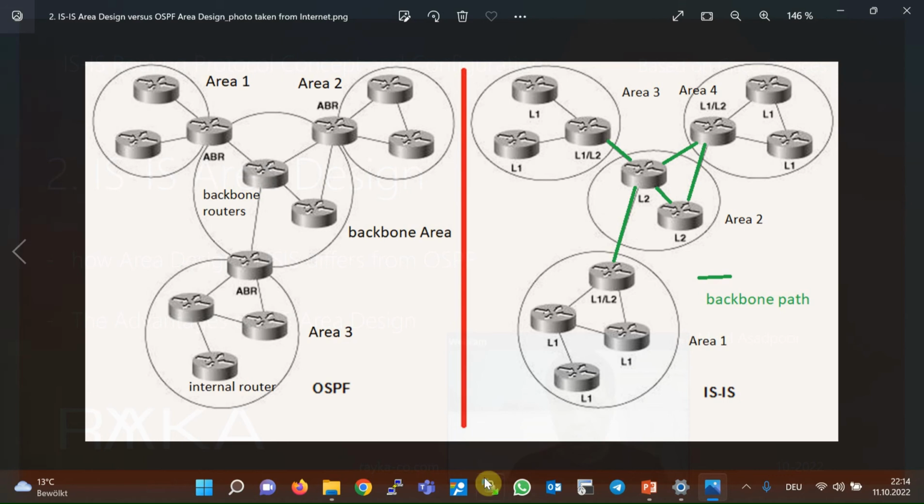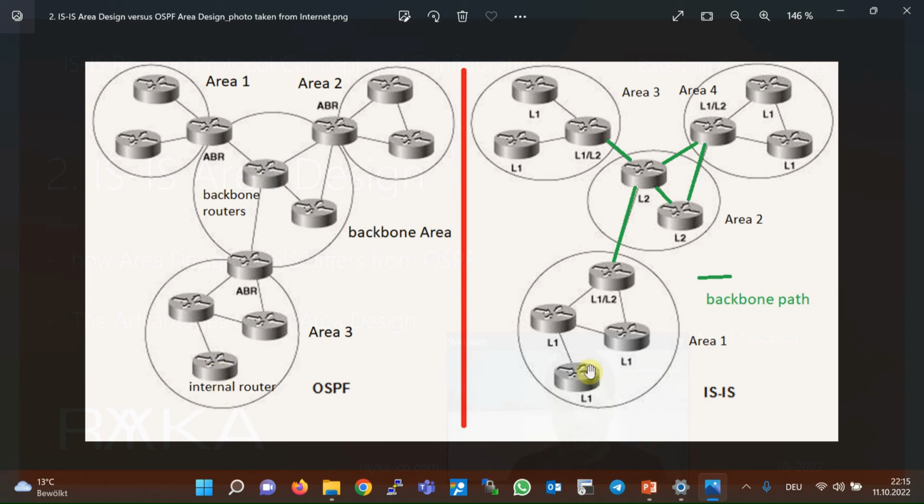In OSPF, each normal area is connected to the backbone area, and normal areas communicate with each other through the backbone area. But in IS-IS, areas must be connected to each other through a backbone path, which is displayed here with a green color. In OSPF, routers determine the boundary between areas, but in IS-IS, links determine the boundary between areas. In OSPF, we call internal routers of normal area internal routers.